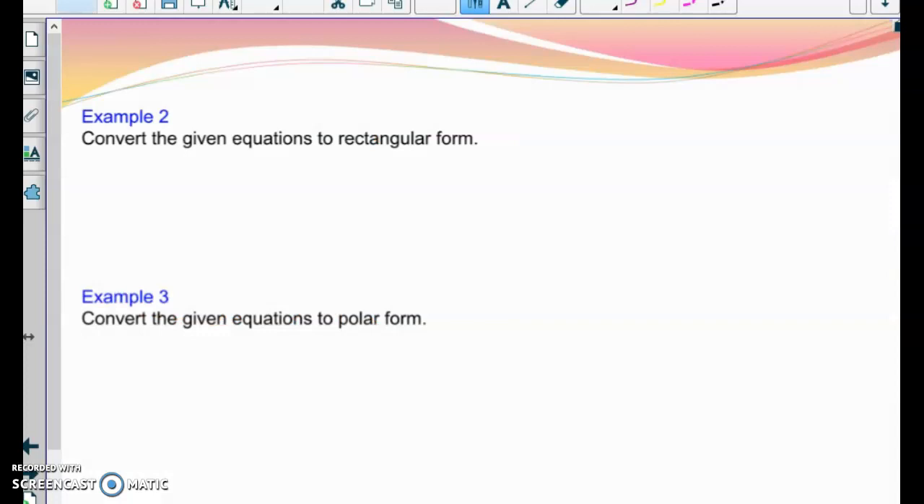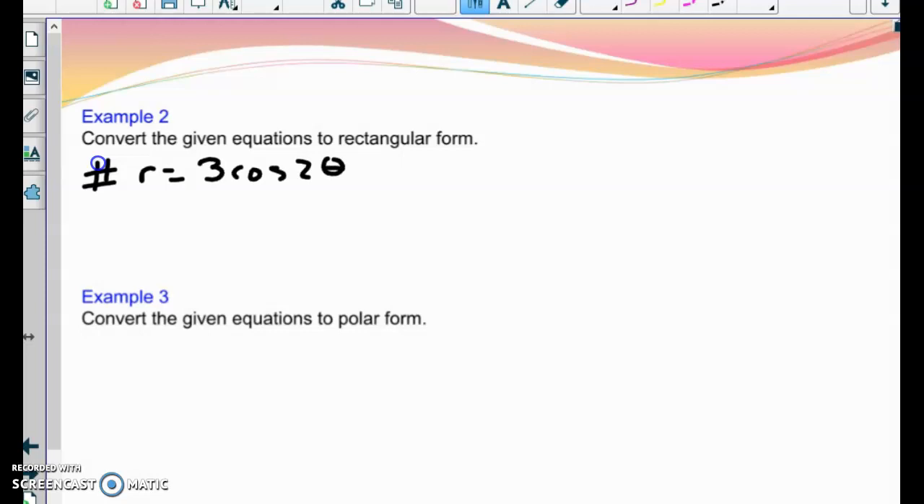Convert the equation to rectangular form. So I'm going to grab a couple examples. Number 11 says we're going to change r equals 3 cosine 2 theta into rectangular form.